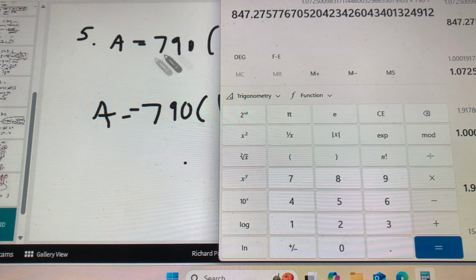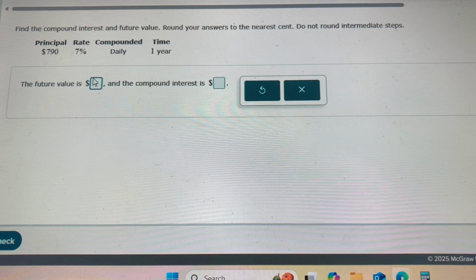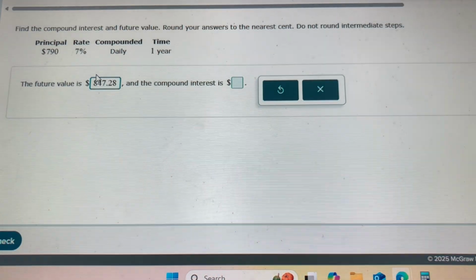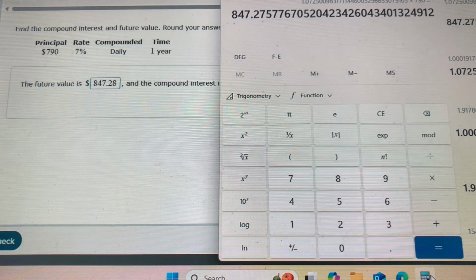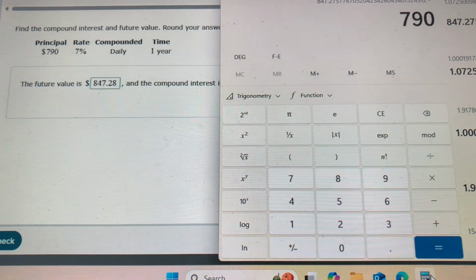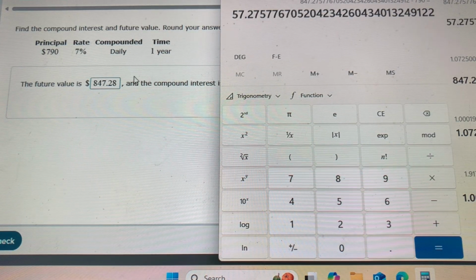So now your $790 in 1 year has just grown to 847.28. Bump that 7 up to an 8. 847.28. Subtract 790, and that's how much interest you made. Not very much here. It's only $57.28.